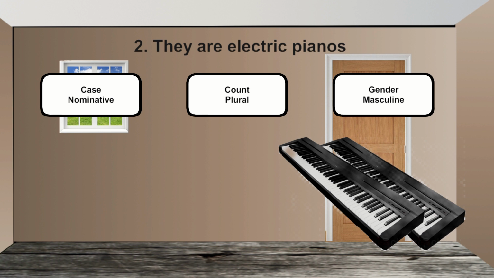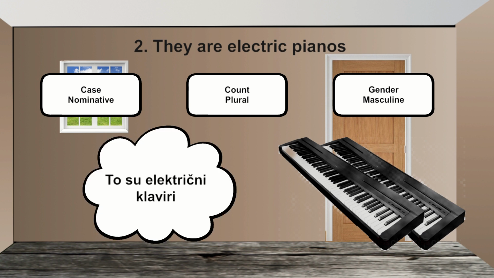Question 2. Drugo pitanje. They are electric pianos. This time we have plural, so both the adjective and the noun receive an I on the end. They are electric pianos. To su električni klaviri. And again, to su električni klaviri. How did you go this time? Well done if you got that correct.